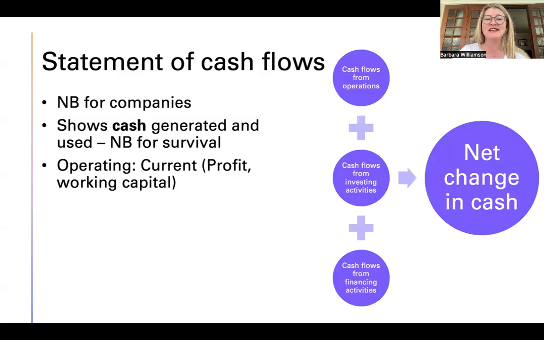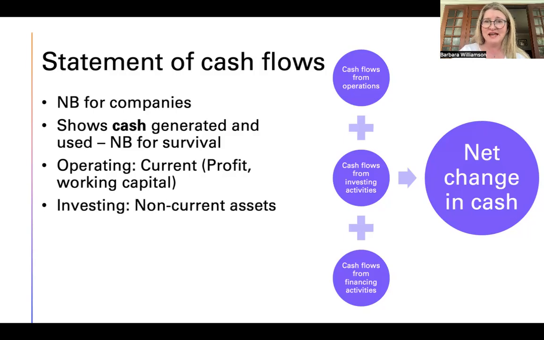The first is the cash flows from operations. By operations, we mean the activities of running the business day to day. So this is all the short-term stuff, the current activities. In other words, we'll use the profit from the statement of income and we'll look at the working capital changes. In other words, changes in your current assets and your current liabilities.